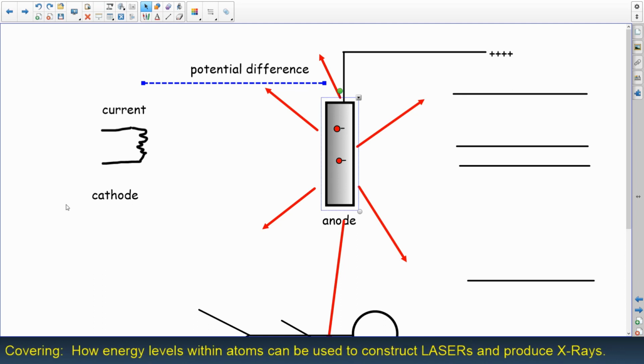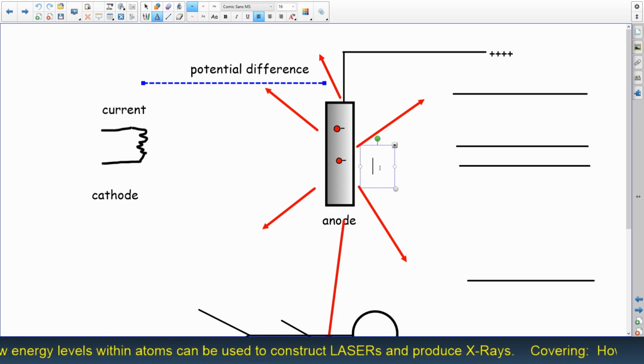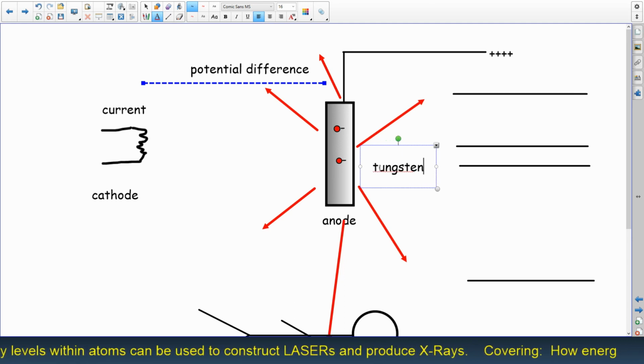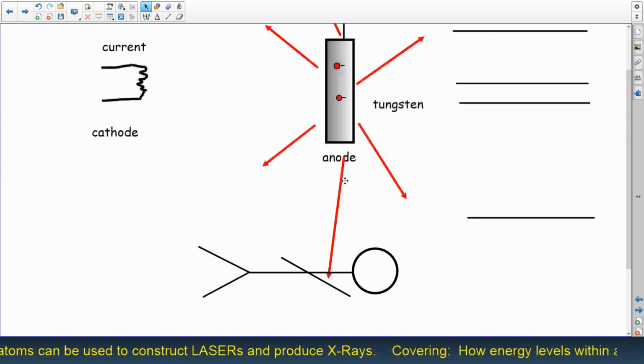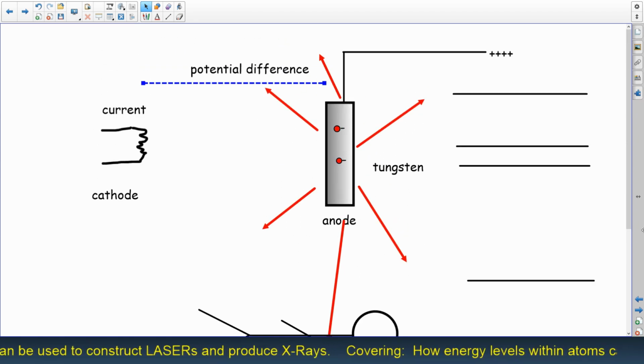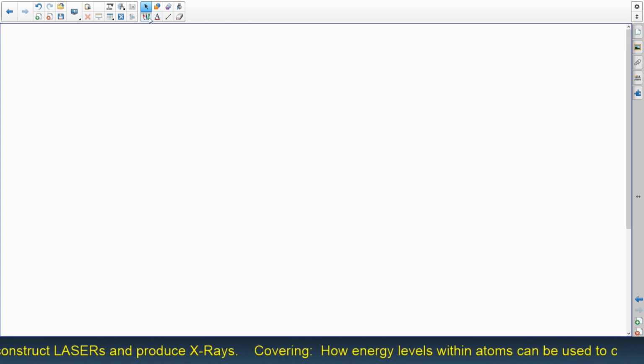Physics is solved. Okay, we shoot electrons at a tungsten target. Better label that tungsten just so that you remember that. If the electrons have sufficient energy, they will create X-rays. Now we need to clear up the mess, and that's not as difficult to do as you might think.